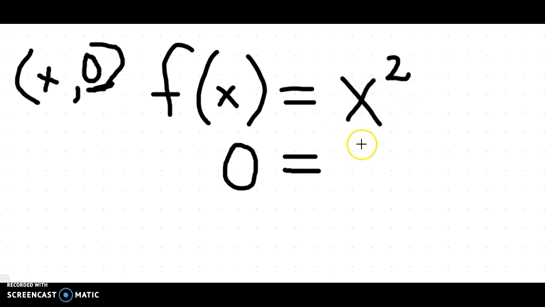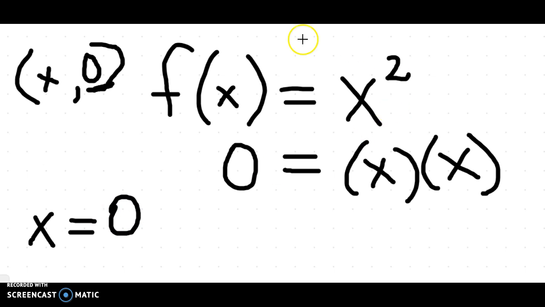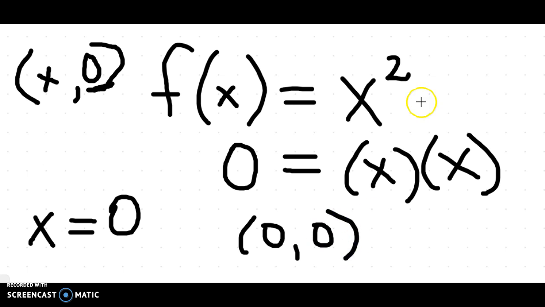So now if I factor this out here, x squared is x times x. So what are my options here? What can I put in for x that will give me 0? And I know that the only answer here is that x is 0. So that would mean the zero of this function, the ordered pair where it intersects the x-axis, would be 0, 0.